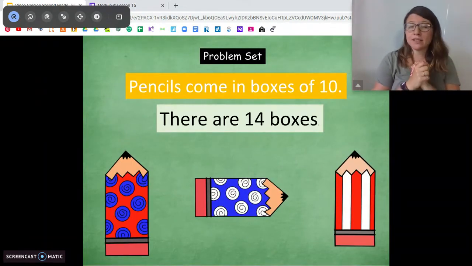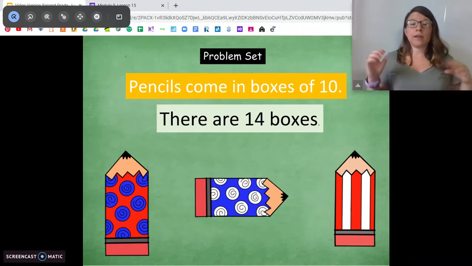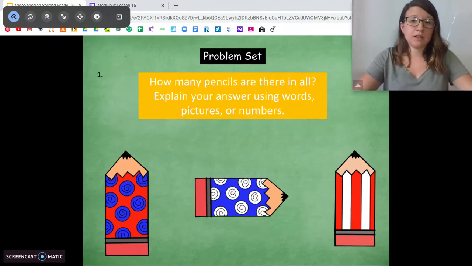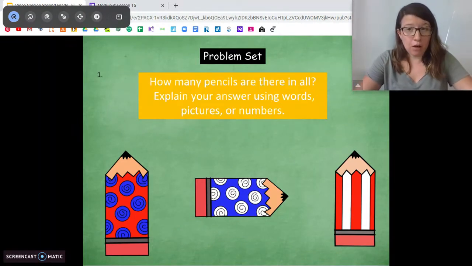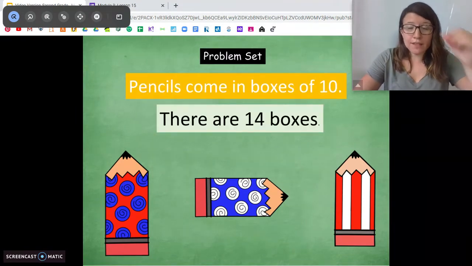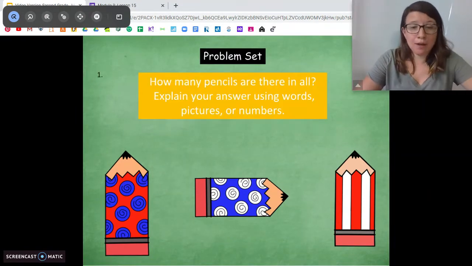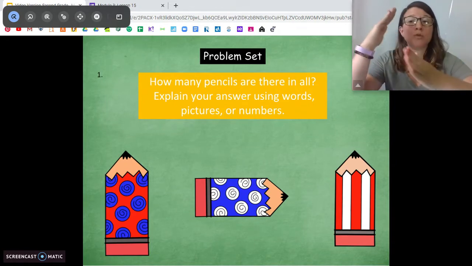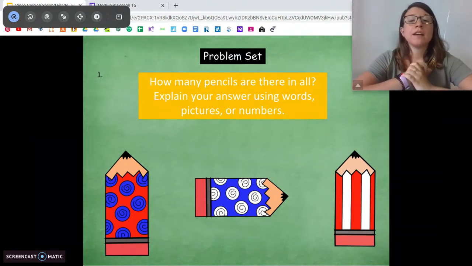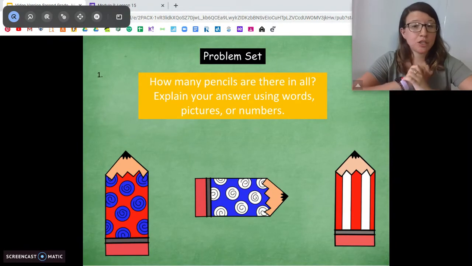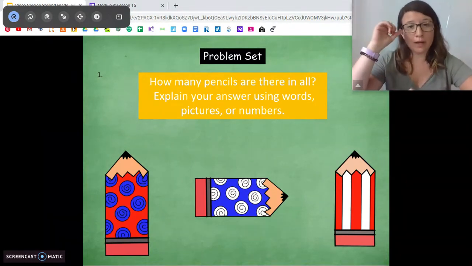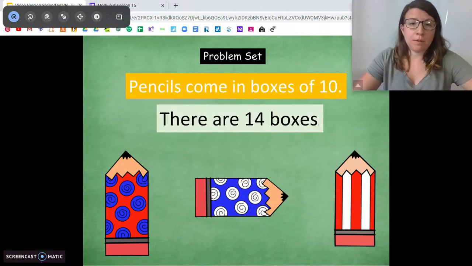Pencils come in boxes of 10. There are 14 boxes, okay? So there are 14 boxes of pencils with 10 inside each box. How many pencils are there in all? 14 boxes with 10 pencils in each. How many pencils all together? I want you to pause the video, solve this on your own using pictures, number sentences, words, whatever you need to do. Pause and solve, and we're going to come back and go over it. I'll put this back for you. How many pencils in all?